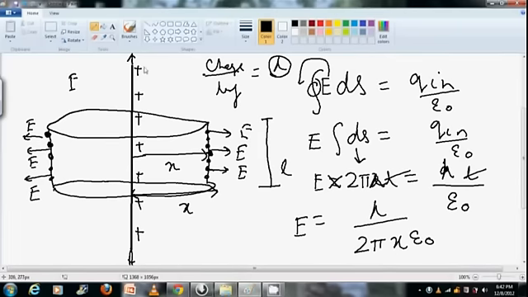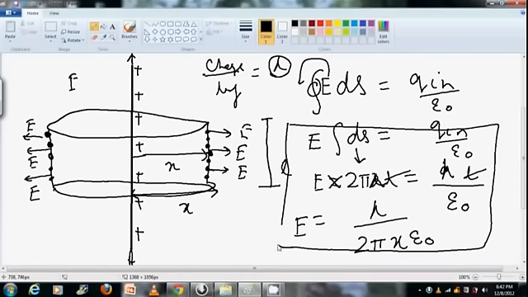And you see, instead of this integration and all those definite integrals and variable conversions, with this symmetry the answer was reduced to 2 lines. Within 2 lines, I was able to find the answer. And this is the power of Gauss law over Coulomb's law.